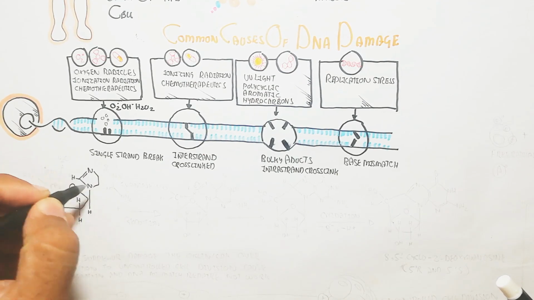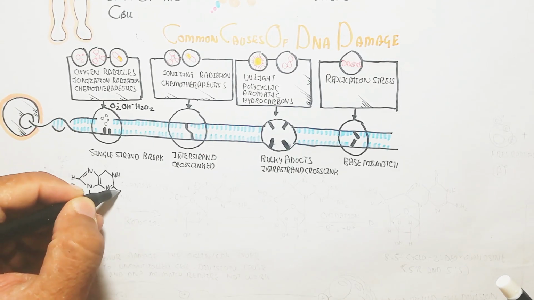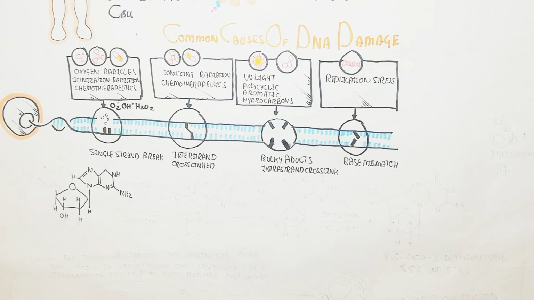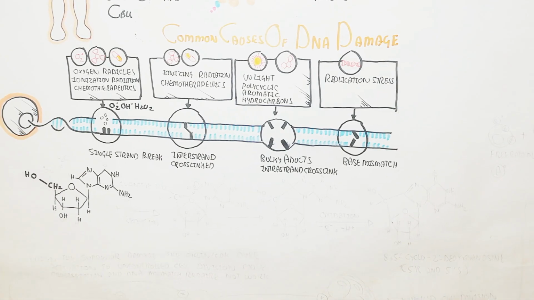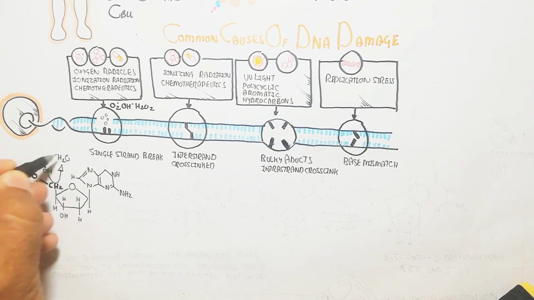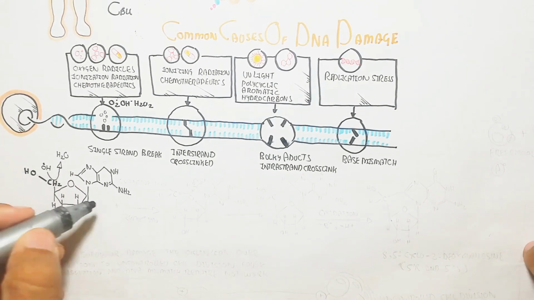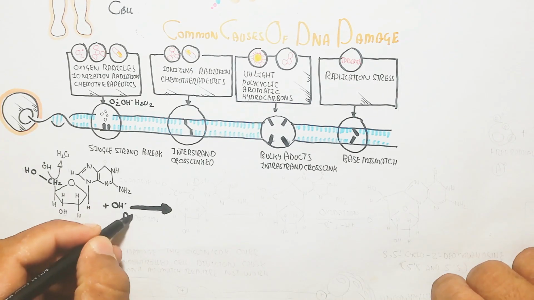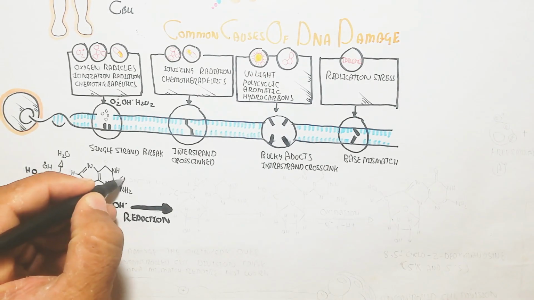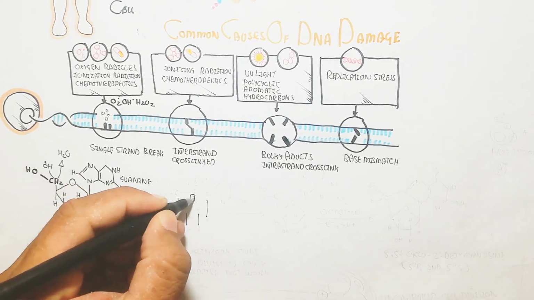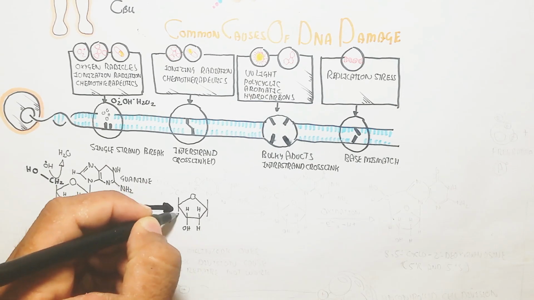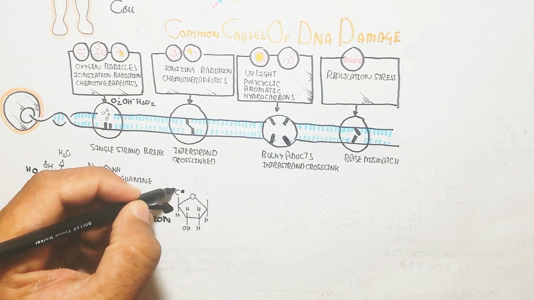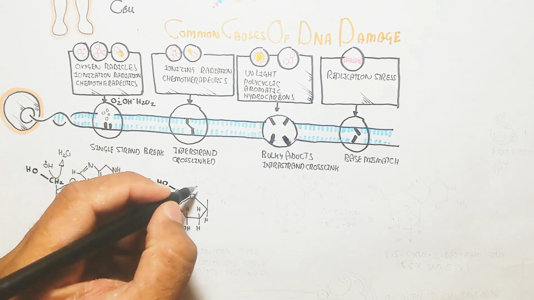Here is the ribose sugar with the nitrogenous base, guanine for example. The reduction-oxidation reaction will lead to damage of the DNA. How? Carbon number 6 contains a carbon. In this way the hydroxyl radical will bind to produce water, so the DNA contains a carbon free radical.